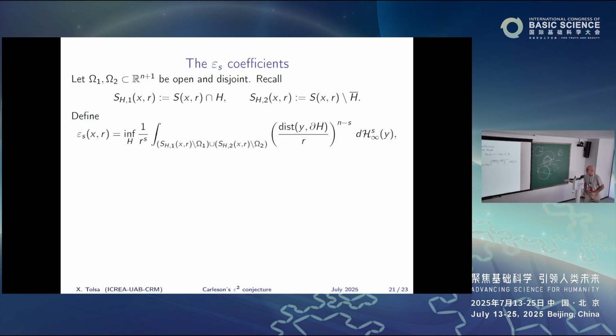All right. And now let's go to the epsilon coefficients, epsilon s. Remember, we introduced epsilon n coefficients.